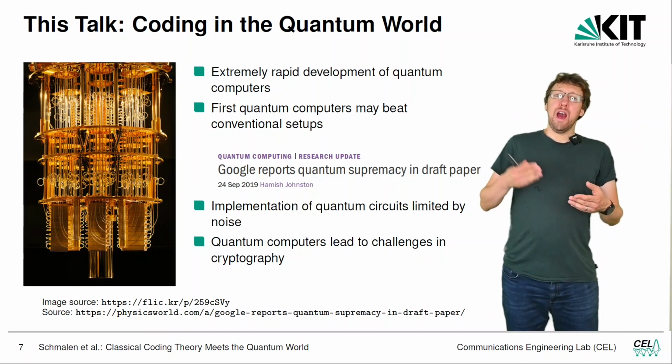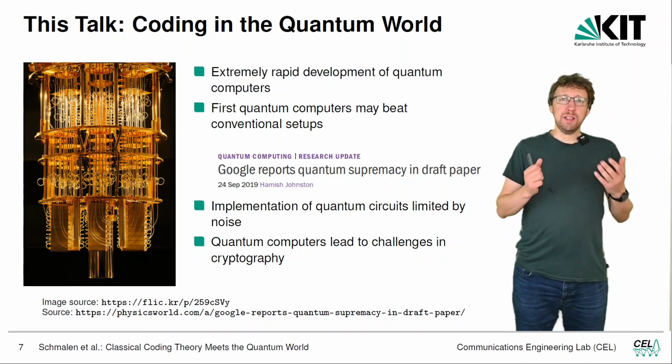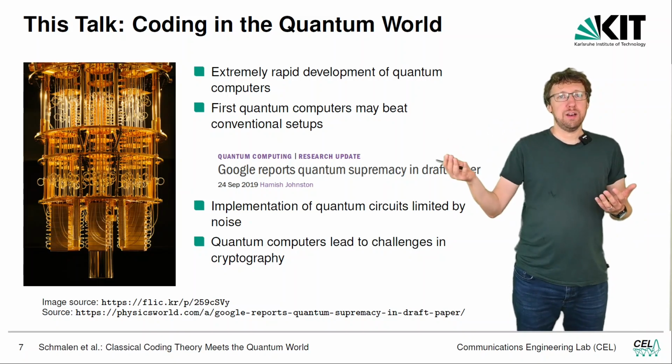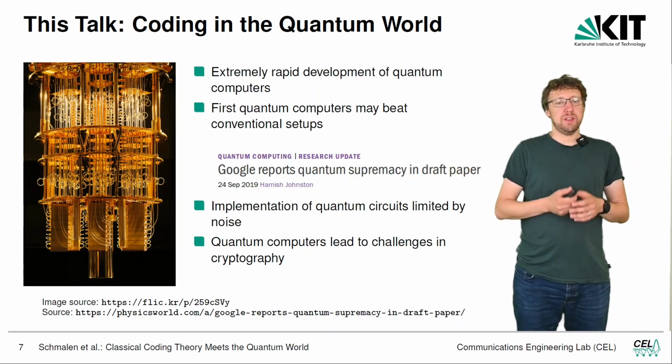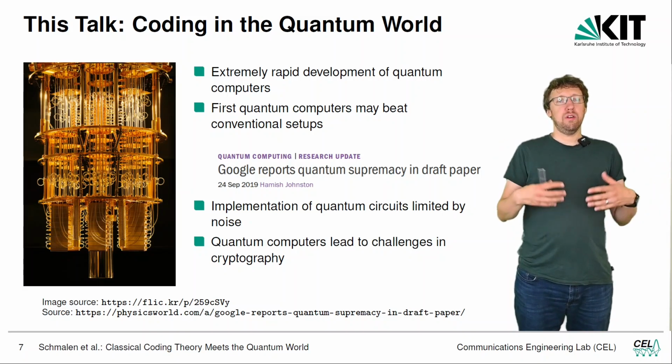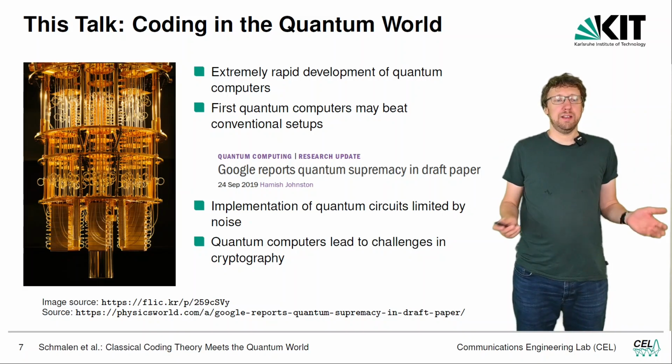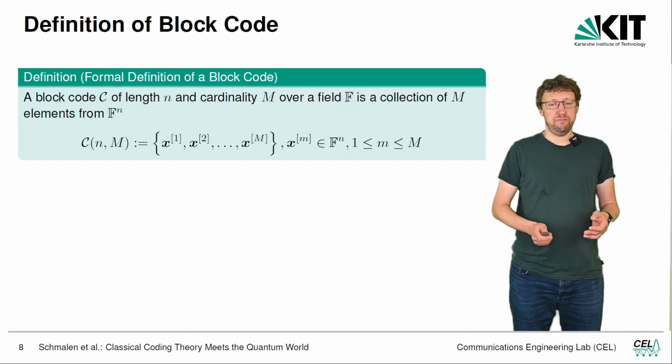Now imagine we have a quantum computer. Once we have a quantum computer, we can run Shor's algorithm and we challenge current cryptography schemes. So we also need a workaround for current cryptography schemes. And this is what this talk is about.